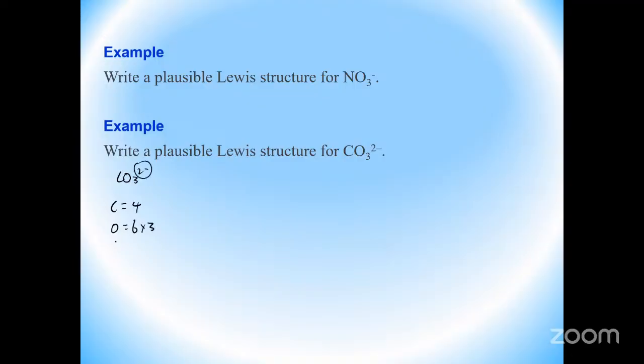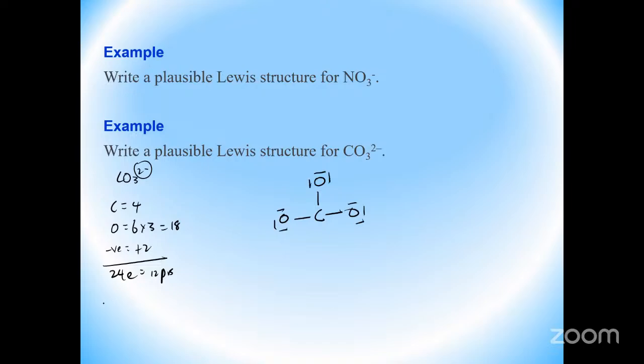So what does that mean? We have to add what? 2 electrons, exactly. So this is 18. So 4 plus 18, that's 22, plus 2, so that's 24 electrons, which will be equal to 12 pairs. And then we put the carbon in the middle, surrounded with the oxygens, and then we put the bonding pairs first. So 1, 2, 3, then 4, 5, 6, 7, 8, 9, 10, 11, 12.